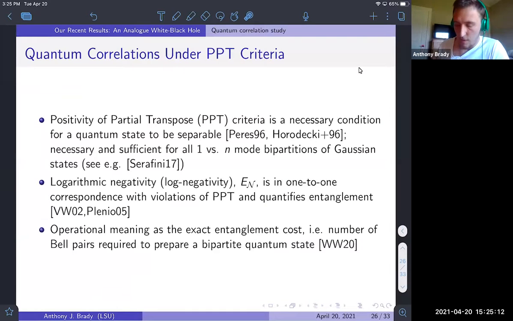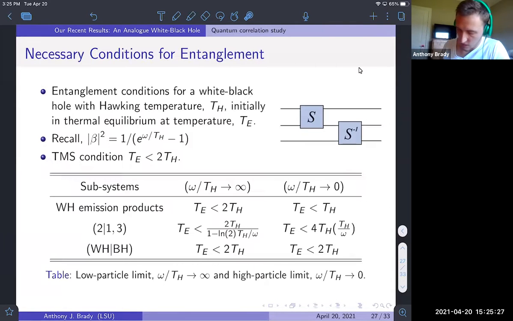So that's one thing we do. Another thing we do is study quantum correlations, and we do it using this PPT criteria, which is a criteria for entanglement. For our system, it's actually a necessary and sufficient condition for entanglement, and so we study entanglement conditions there using this criteria. So for example, we analyze.